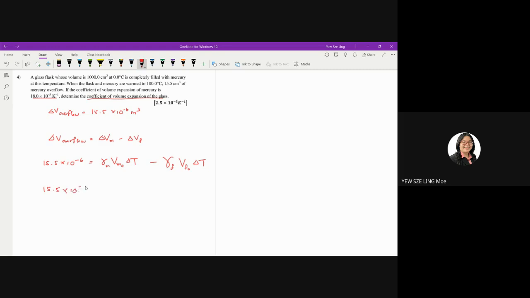So 15.5 times 10 to the power of negative 6 equals, now gamma m is given. It is 18 times 10 to the power of negative 5, times Vm, which is given as 1000 times 10 to the power of negative 6, times the change in temperature from 0 to 100 degrees, so 100 minus 0, minus gamma of the flask. The initial volume is the same, 1000 times 10 to the power of negative 6, and the change in T is also the same, 100 minus 0. Rearrange the equation and you should be able to obtain gamma for the flask. The coefficient of volume expansion of the glass is equal to 2.5 times 10 to the power of negative 5 K negative 1.